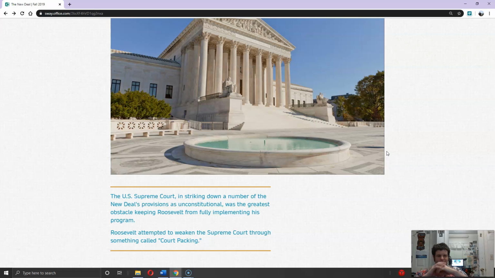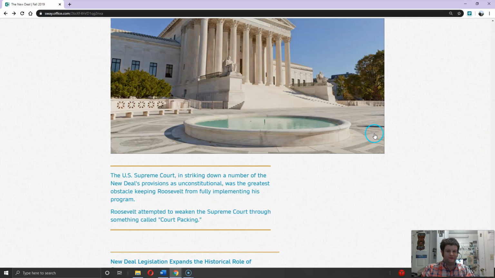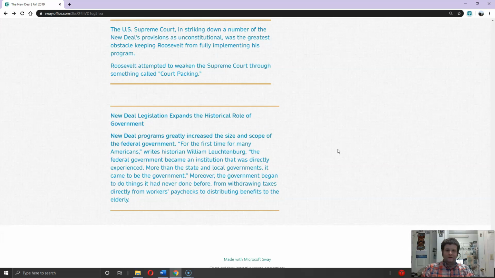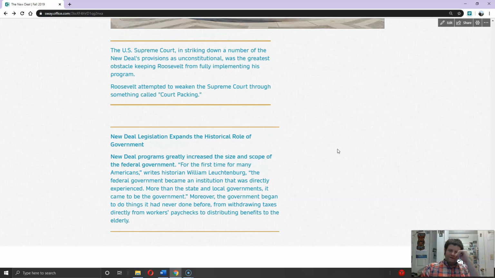So FDR, he tries many things. He's well thought of in the history books, but at one point he did decide that the Supreme Court was a threat and needed to be destroyed. A bit of a fascist move. If you ever study the communist propaganda, they have some fun things to say about FDR. Anyways, in the grand scheme of things, what the New Deal does is it doesn't end the Great Depression.